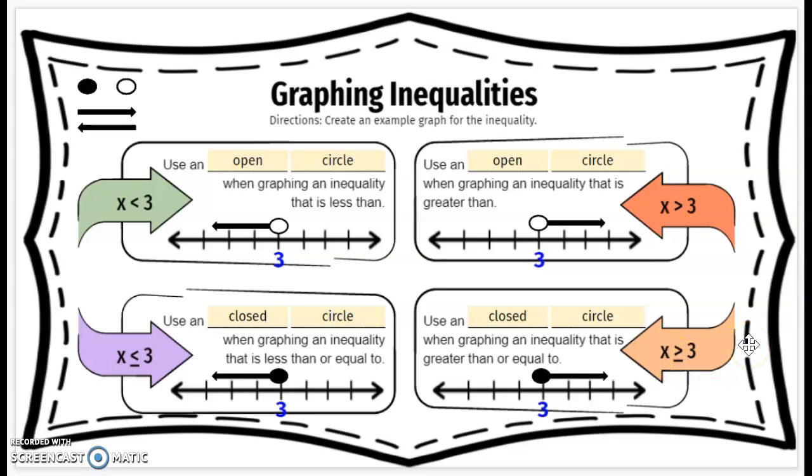You will be graphing inequality statements, so you need to understand which one is an open circle because it does not include that number. A closed circle includes the number. That's why it's or equal to. If you have any questions, please let me know, but this is what your slide should have looked like before you continue.